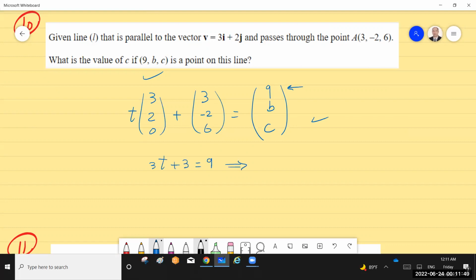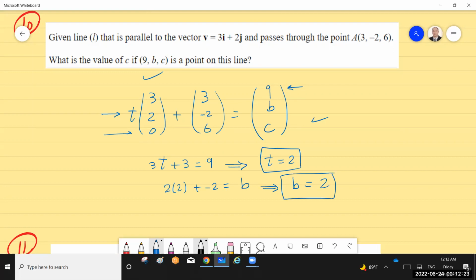This is the equation. So from the first component, I have 3t plus 3 is equal to 9. If you solve this equation, you will find t is equal to 2. So the parameter now is 2. 3 times 2, 6 plus 3, 9. Now find this value t in the j component and k component, i, j, and k. So put t is 2 now. You have 2 times 2 plus negative 2 must be the value of b. Simply b is equal to 4 minus 2, which is 2.